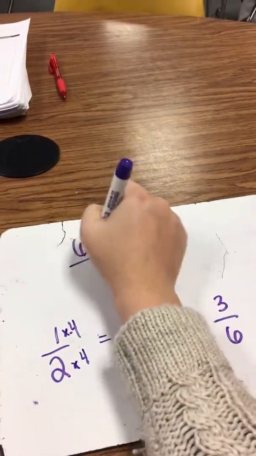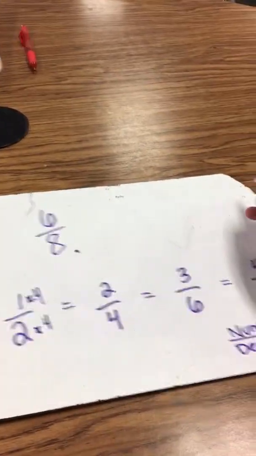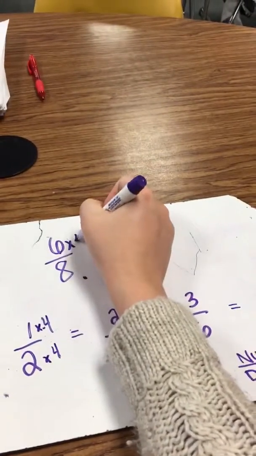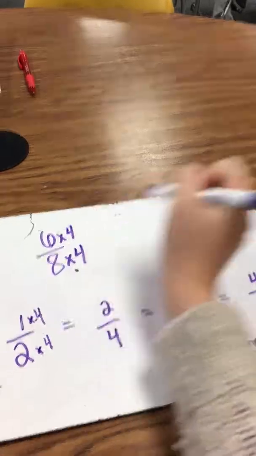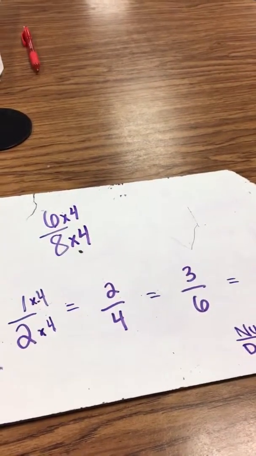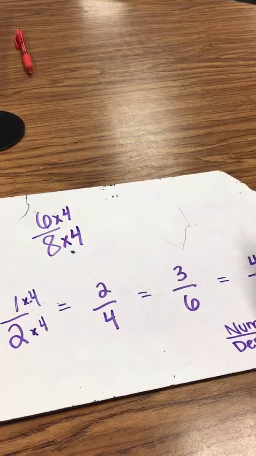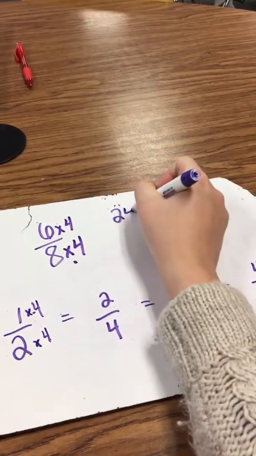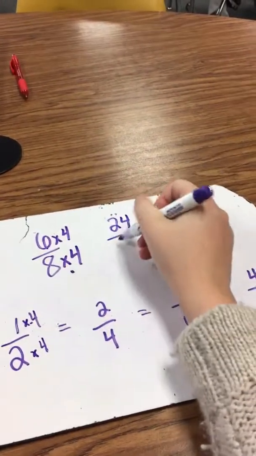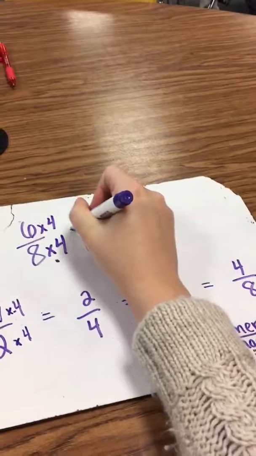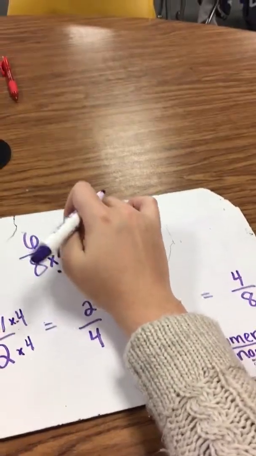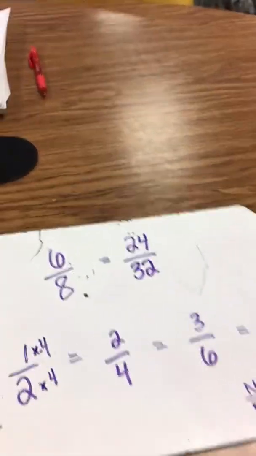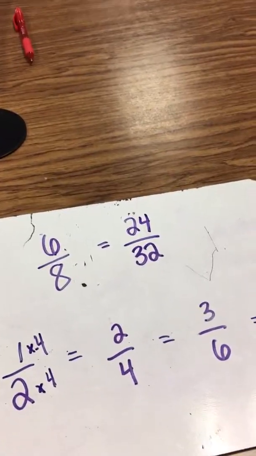Another one. If I did 6/8, I want to find an equivalent fraction. I want to multiply top and bottom by 4. It doesn't matter what number I choose as long as the top and the bottom are multiplied by the same number. 6 times 4 is 24, and 8 times 4 is 32. So 6/8 and 24/32 are equivalent.